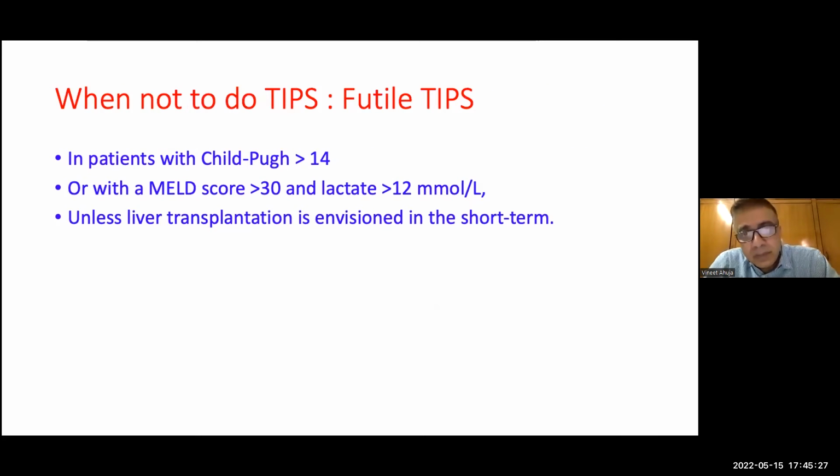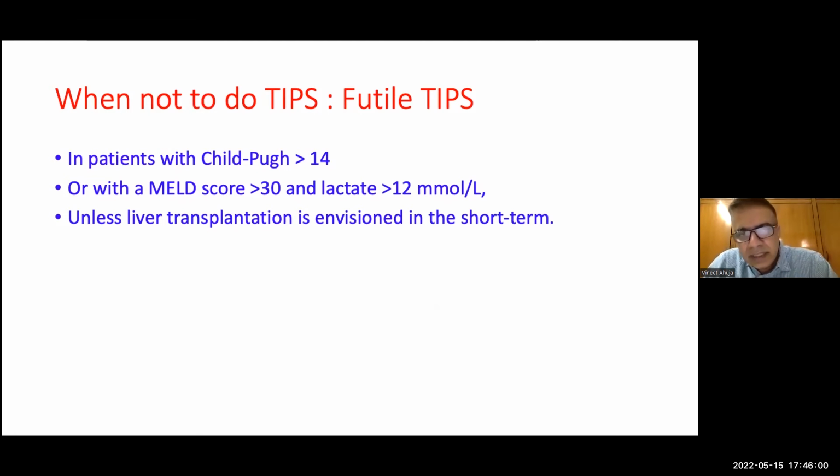But when not to do TIPS? What is known as futile TIPS, that you have the patient undergo such a procedure, an expensive procedure, and still the patient does not benefit. That is, if the patient is extremely sick. We said that Child-Pugh dictates the outcomes. But after a certain time, when the Child-Pugh score is more than 14, that is 15, the highest level which it can reach, then in those cases, the reserves of the liver are so bad that doing any kind of maneuver at that point of time will not lead to good outcomes. So it may be futile.